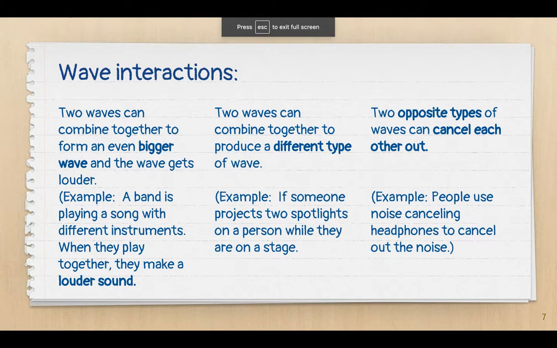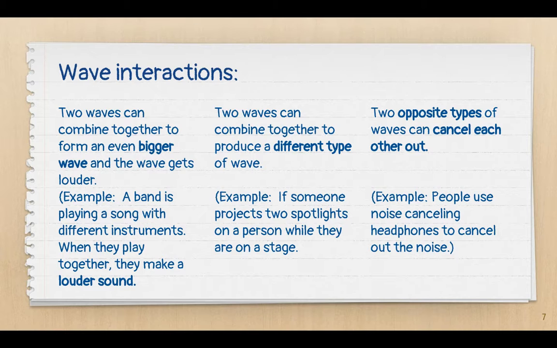This is a different kind of slide than we've had before. This gives 3 separate examples about how waves interact with each other. Because not all waves act the same. You can have 2 waves that combine together to form an even bigger wave. And the example that we give here is a band. You have different kinds of instruments, and when they play together, they get louder and louder. Imagine drums and multiple guitars. That makes a very loud sound.